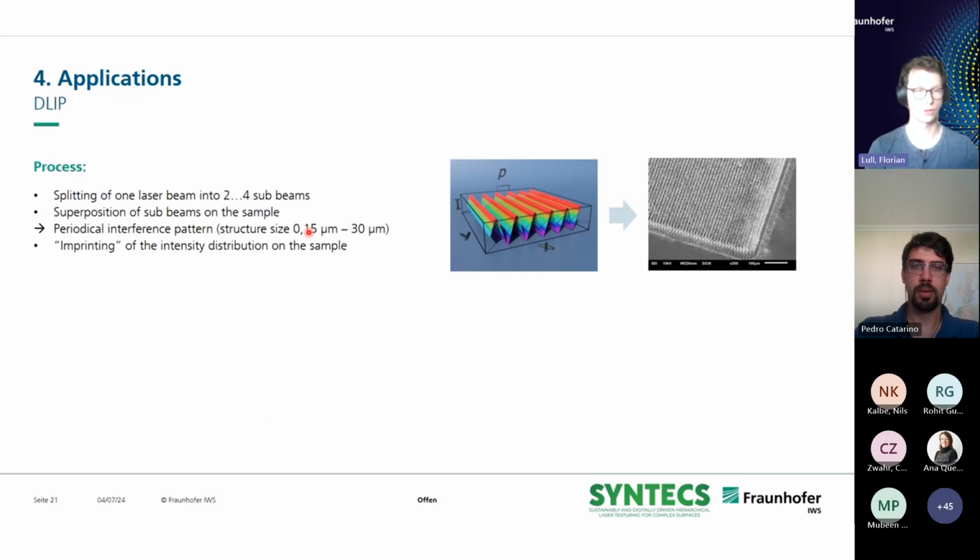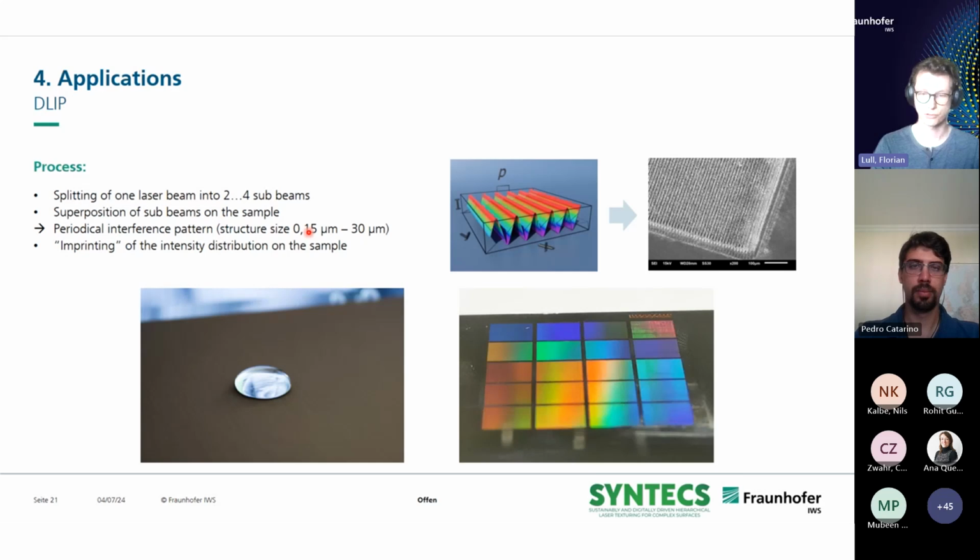The last example I want to talk about is DLIP. I think many of you have heard of it: direct laser interference patterning. Basically, you split one laser beam into several subbeams. Those subbeams are superimposed on the sample. By superimposing those subbeams, you get an interference pattern with a very small periodic size, and this intensity distribution is basically imprinted on the sample. Therefore, you can generate surfaces which are, for example, water repellent or have interesting optical effects.